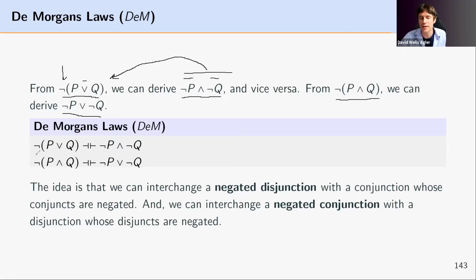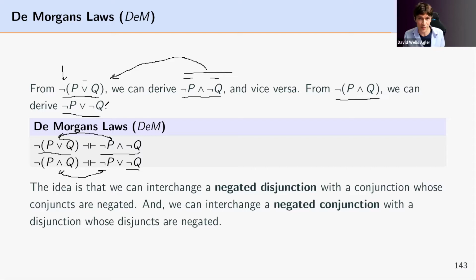So if you look at DeMorgan's Laws here, we have this negated disjunction, and we can reason to a conjunction, but now the conjuncts are negated. In addition, you can reason the other direction. So you could reason from the negated disjunction to the conjunction, or from the conjunction to the negated disjunction. Same thing with the other one. You can reason from the negated conjunction to a disjunction, where the disjuncts are negated, and you could reason the other direction.